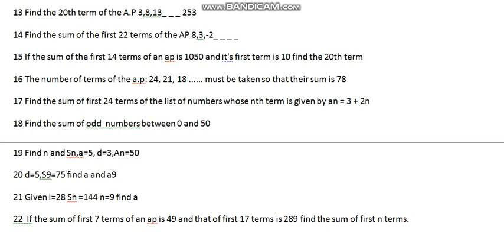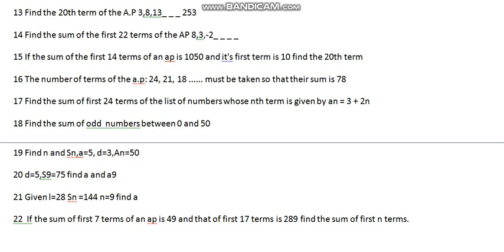Then look at the 14th question. Find the sum of the first 22 terms of the AP. You are given, very simple, the sequence. You are given the 22nd term, that means T22, how much is it, is asked. Then look at this one. If the sum of the first 14 terms of an AP is 1050, as given, and its first term is 10, A is 10, find the 20th term. You can go with this one.